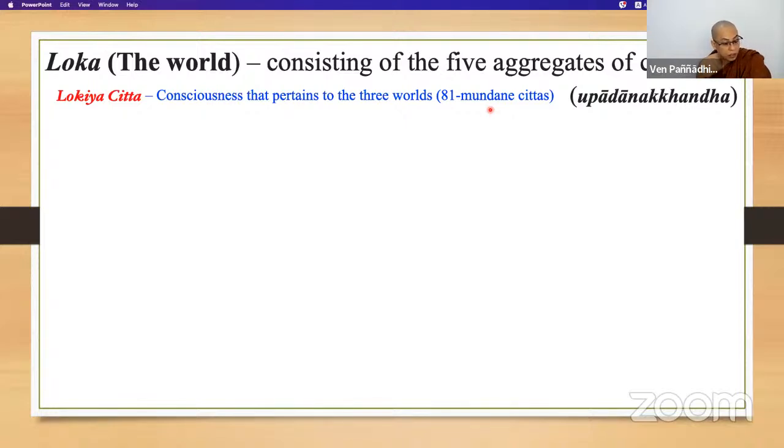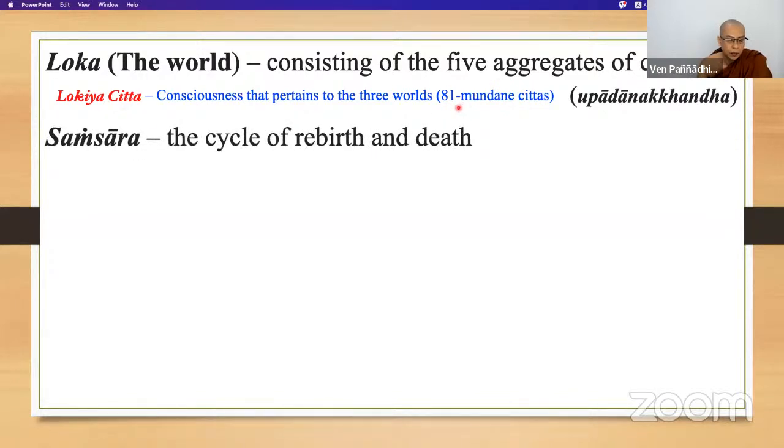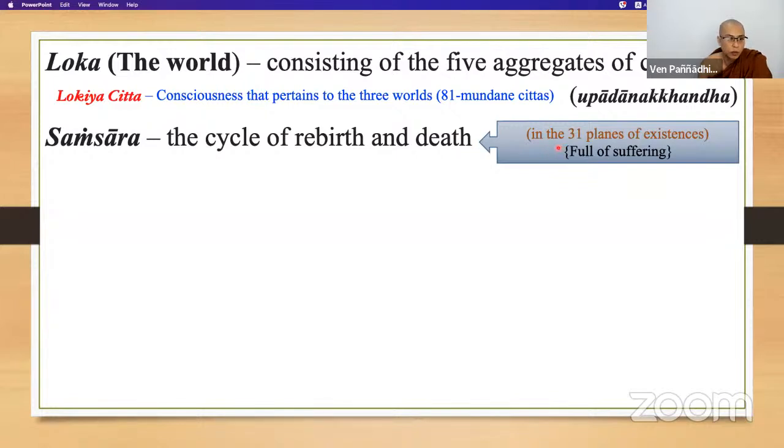So now we will start to classify. The 89 can be 81 and 8. So 81 are mundane, lokiya citta, and the rest are called supramundane, lokuttara citta. Why are they called lokiya citta? They run around the samsara, the cycle of rebirth, generating the aggregates and sometimes experiencing the results of their karma. Among the 31 planes of existence, there is the cycle of rebirth and death, which is considered full of suffering, samsara. With lokiya citta, one can run around the loka, any of the three worlds: kama loka, rupa loka, arupa loka.